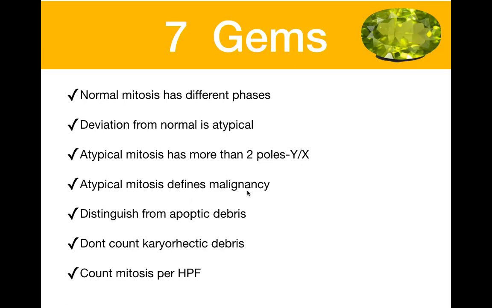So if you're finding several atypical mitosis, then also you can be quite sure that the thing that we are looking at is a malignant process. Distinguish them from the apoptotic debris, distinguish them from the karyorrhectic debris. So the idea to distinguish them is, when you see karyorrhectic debris, they will be loosened and they will not be clustered together as we see in cases of mitosis.